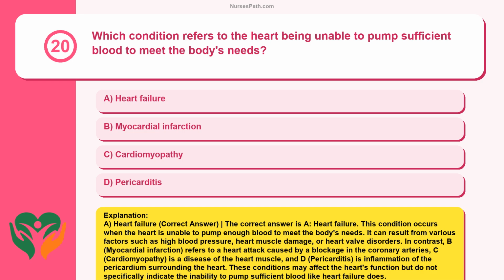In contrast, B. Myocardial infarction, refers to a heart attack caused by a blockage in the coronary arteries. C. Cardiomyopathy, is a disease of the heart muscle, and D. Pericarditis, is inflammation of the pericardium surrounding the heart. These conditions may affect the heart's function but do not specifically indicate the inability to pump sufficient blood like heart failure does.